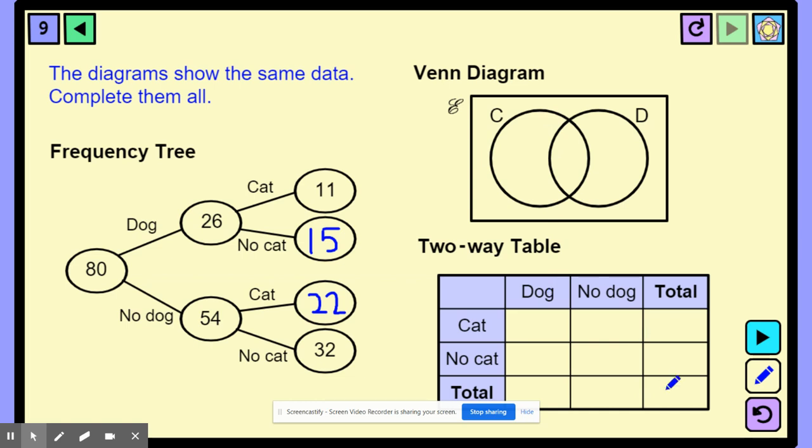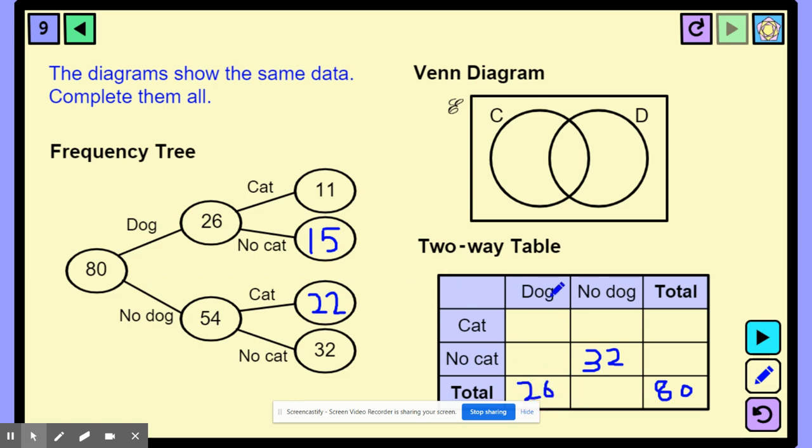Well, the first thing I can fill in on the two-way table is the fact that I know that there's 80 altogether, so that will help me with this bit. Okay. I also know that there are 54 people that have no dog and 32 of them have no cat. So in the no cat, no dog region, I can pop in the 32 here. Okay, I also know the total number of dogs is going to be 26. So I can pop this bit of information in down here.